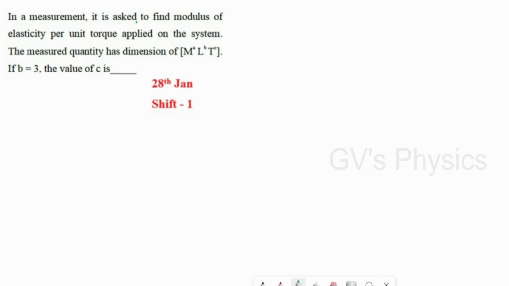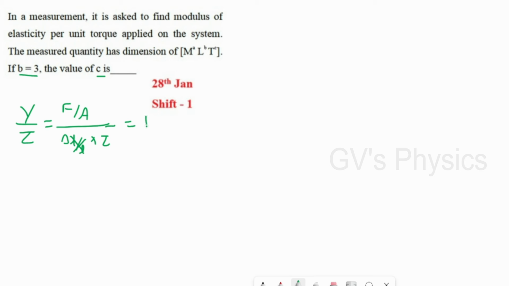Next question. In a measurement, it is asked to find the modulus of elasticity per unit torque applied on the system. The measured quantity has the dimension M power a, L power b and T power c. If b is equal to 3, they are asking the value of c. First we'll expand the condition. The modulus of elasticity means Young's modulus per unit torque. For Young's modulus, we have the formula stress by strain. For stress, we have the formula force by area. And for strain, change in length by original length, into torque tau. For strain, we don't have a dimension because both lengths are alike, so it will get cancelled.